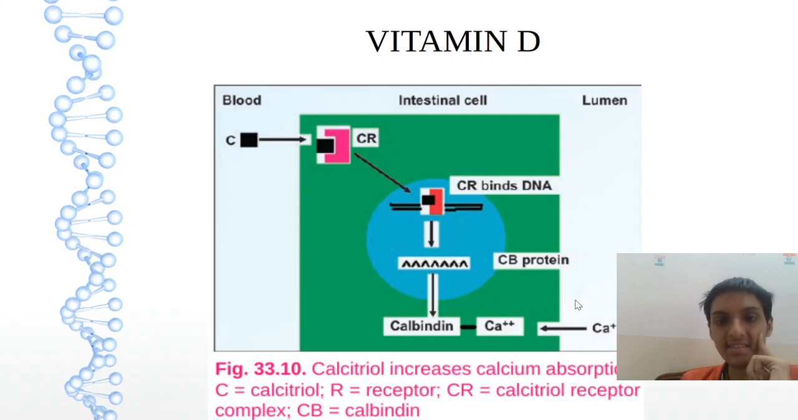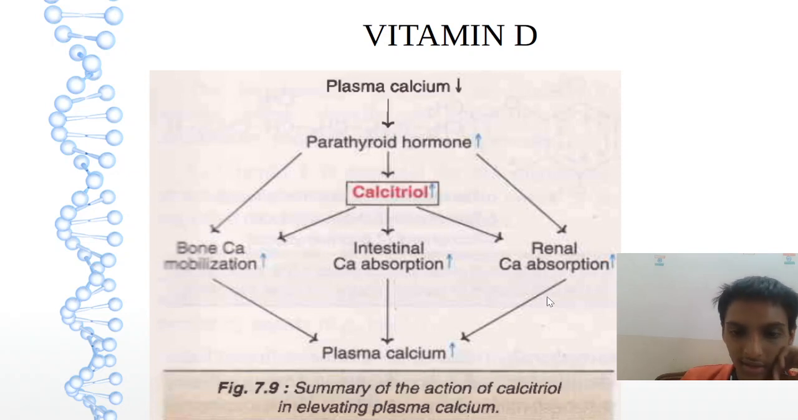Now calcitriol is going to enter into the intestine, forming the receptor. Then it binds to the DNA surface. Then it codes for a protein, that is the calbindin, that increases the calcium absorption from the plasma into the bones. In the bones, it increases osteoblast activity.